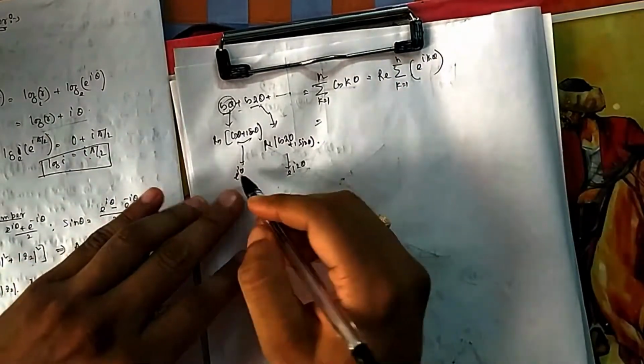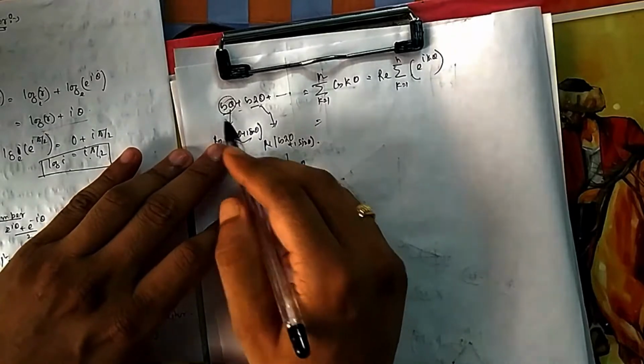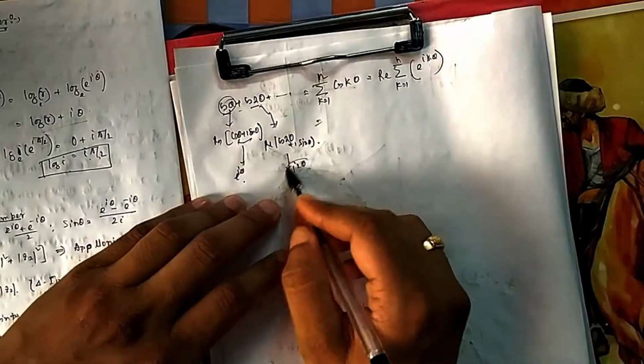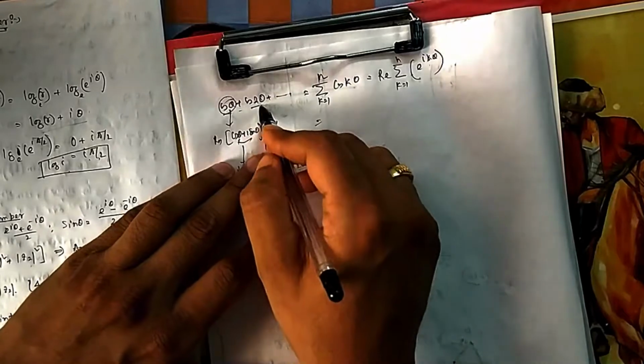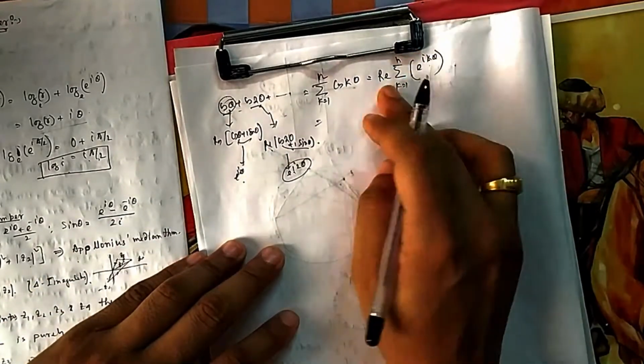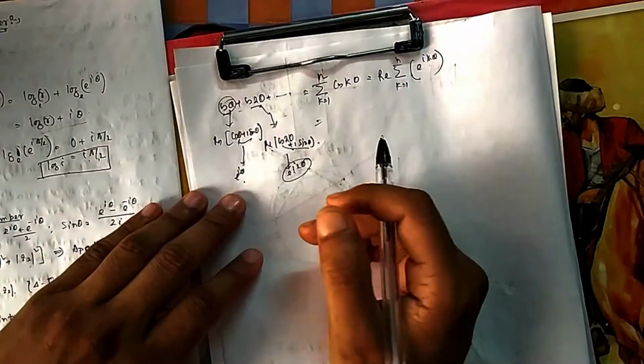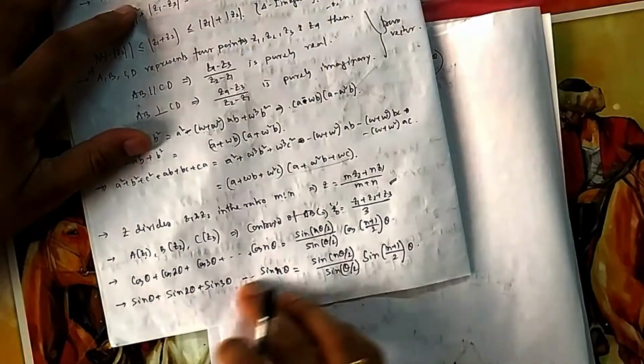If you put k equal to 1, e to the power i theta, and if you take the real part, then cos theta. If you put k equal to 2, this one, and if you take the real part, then cos 2 theta. So you add these two and take only the real part, and this series will come. If you take the imaginary part, the next series, sin theta plus sin 2 theta, will come.